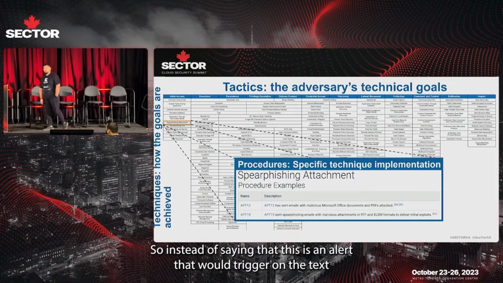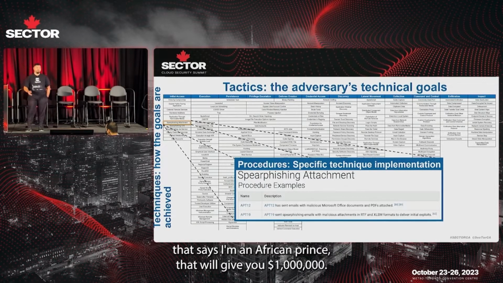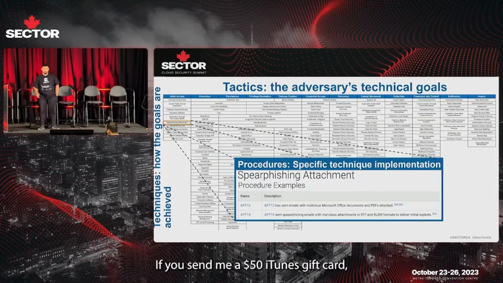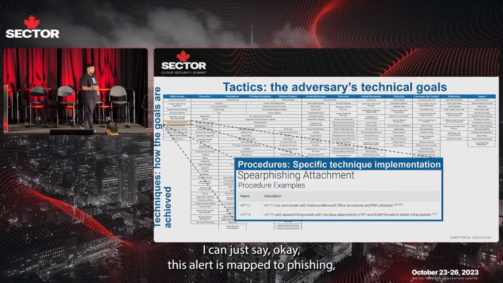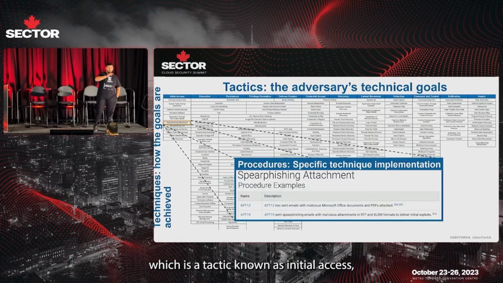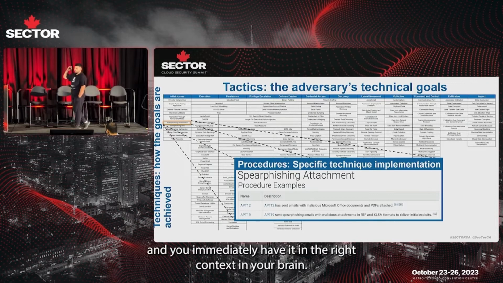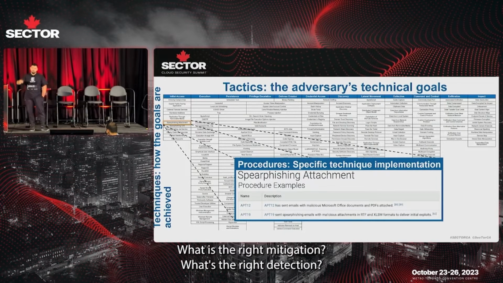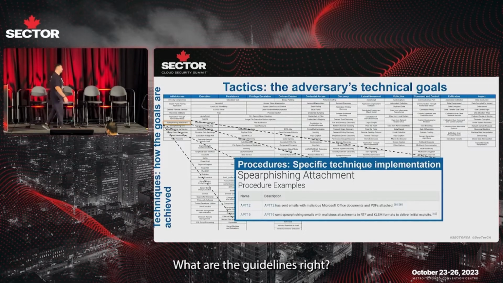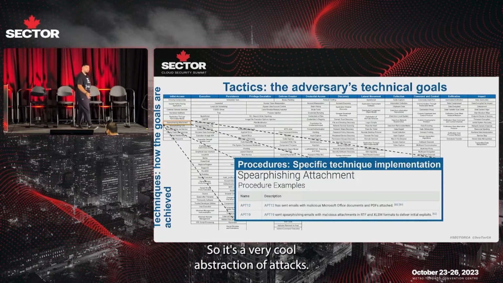And a good reason for that is, if you don't know, MITRE ATT&CK techniques are an abstraction. So instead of saying that this is an alert that would trigger on the text that says, I am an African prince that will give you $1 million if you send me a $50 iTunes gift card, I can just say, okay, this alert is mapped to phishing, which is a tactic known as initial access, and you immediately have it in the right context in your brain. What is the right mitigation? What's the right detection? What do I do? What are the guidelines, right?